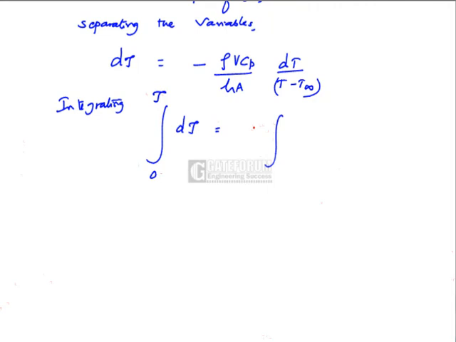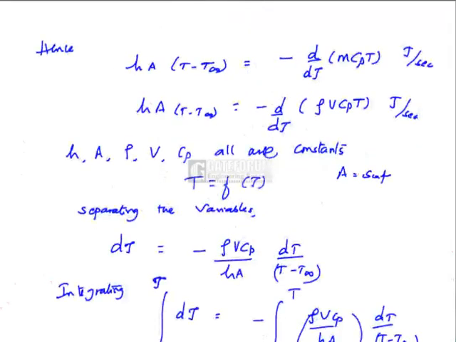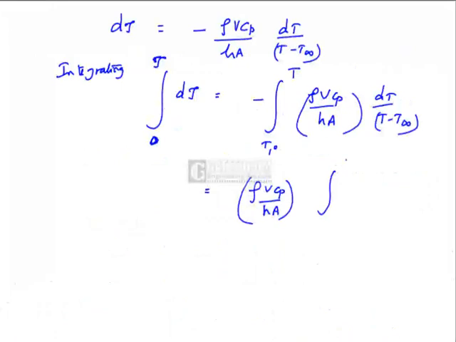Tau is equal to minus rho V Cp by hA into dT by T minus T infinity. What are the limits for temperature? At time tau equal to 0 seconds, the respective limits of temperature are Ti to T. Please note that here tau is time. And remove the minus and you can interchange the limits, and also the constant rho V Cp by hA can be taken out. Please note that here A is the surface area of the body in contact with the fluid, and integral Ti to T dT by T minus T infinity.